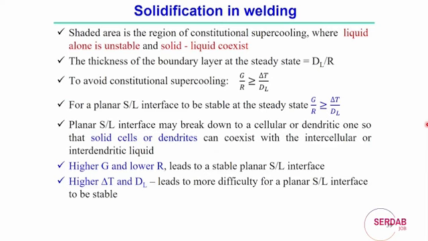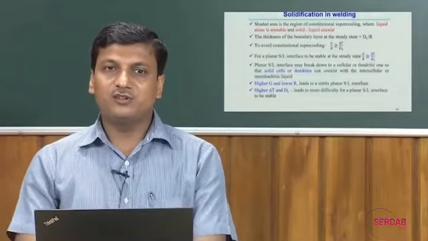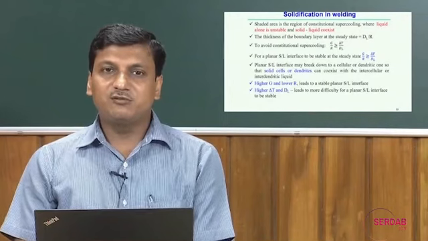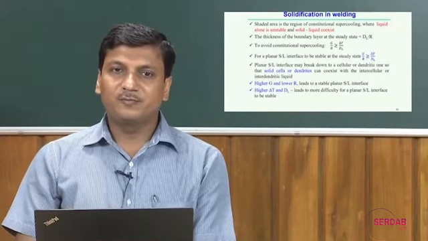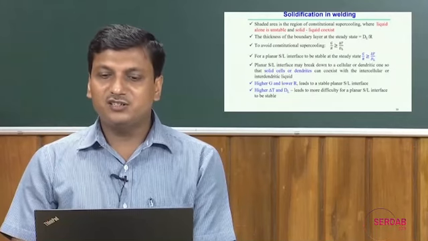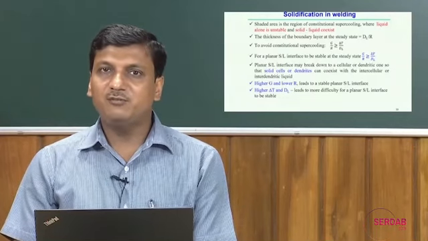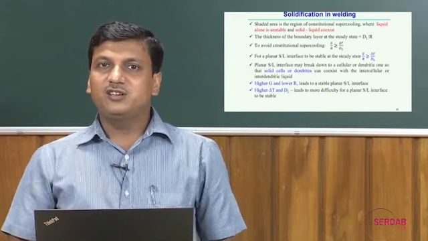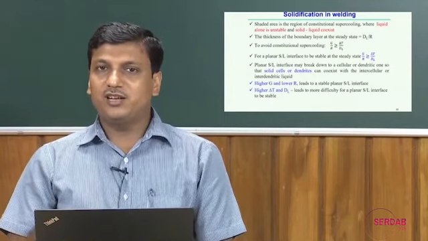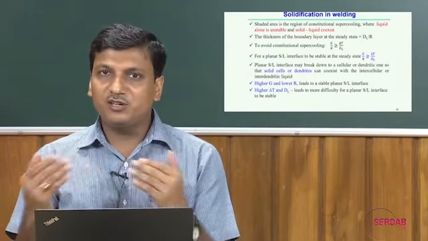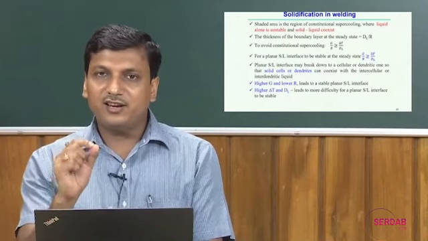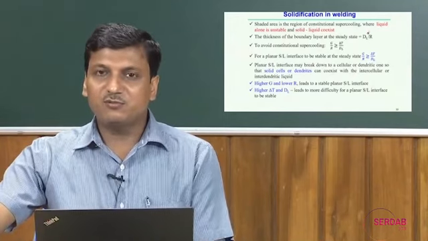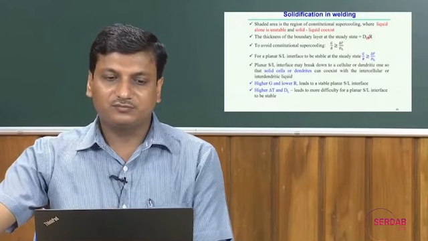Now, to estimate that slope, we also assume that the thickness of the boundary layer during the movement of the solid liquid interface at steady state is better described by dl by r. dl is the diffusivity divided by the growth rate, and dimensionally it represents a length, dl by r.